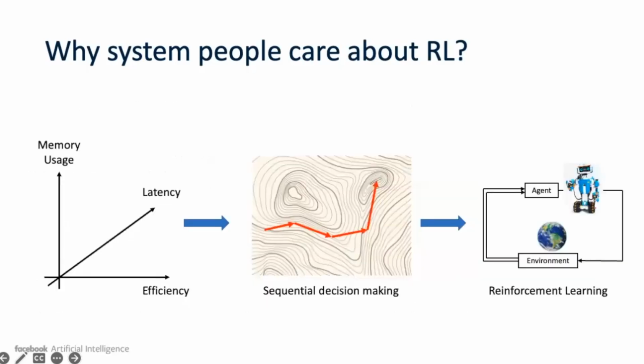At a higher level, why do system people care about RL? This is because on the system side, people usually think about multiple axes to be optimized. People talk about memory usage, latency, efficiency, etc. There are a lot of axes they want to optimize. If you think about this as an optimization problem in a high-dimensional space, usually what people do is start with some initial solution, and then try to find a way to improve it in a sequential manner. As long as the problem is modeled as a sequential decision-making process, you can use reinforcement learning to improve existing solutions and find a better solution. That's how reinforcement learning is being used on the system side.